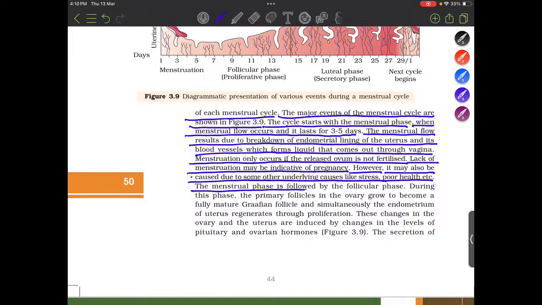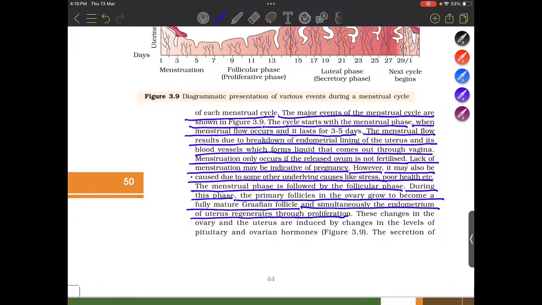The menstrual phase is followed by the follicular phase. During this phase, the primary follicle in the ovary grows to become a fully mature Graafian follicle, and simultaneously the endometrium of the uterus regenerates through proliferation. These changes in the ovary and uterus are induced by changes in the level of pituitary and ovarian hormones.